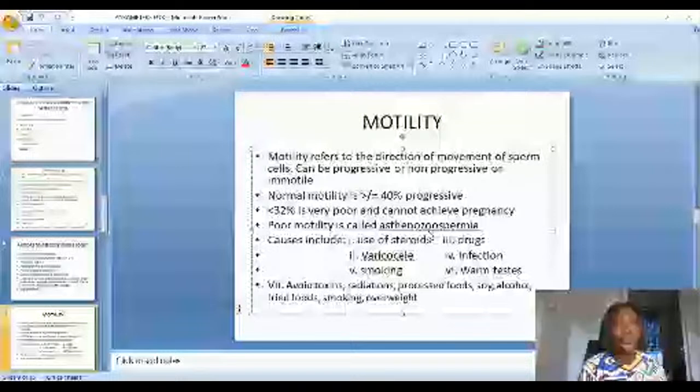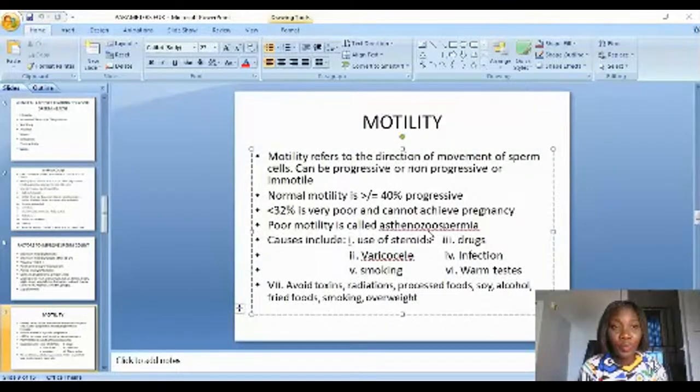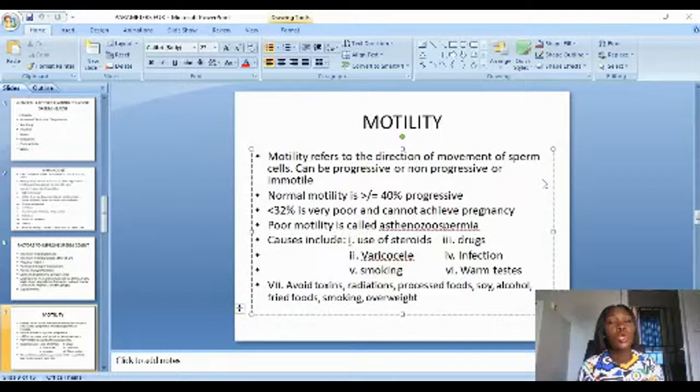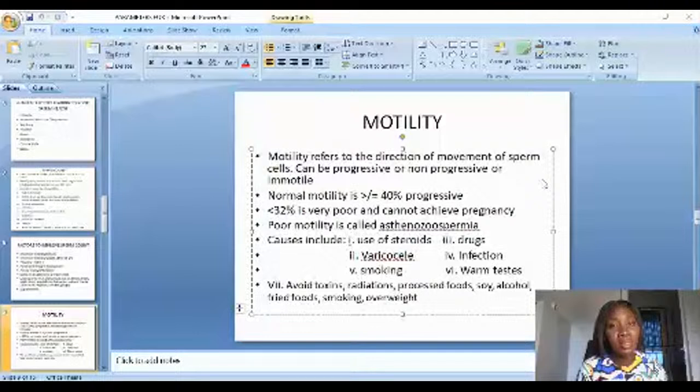Okay, so poor motility is called asthenospermia. A little bit of a tongue twister there, but that's just what the medical term is. Now, causes of poor motility include the use of steroids. So we want to say, for people who are into sports, and people who are maybe not into sports but are interested in bodybuilding and use steroids to achieve that, that can backfire later and cause poor sperm cell motility. Another is varicocele as a condition, which can cause poor motility.